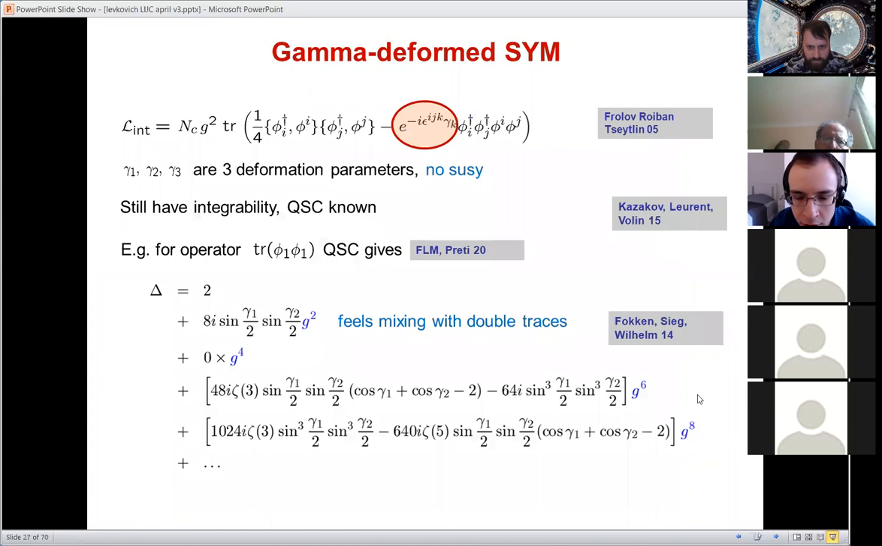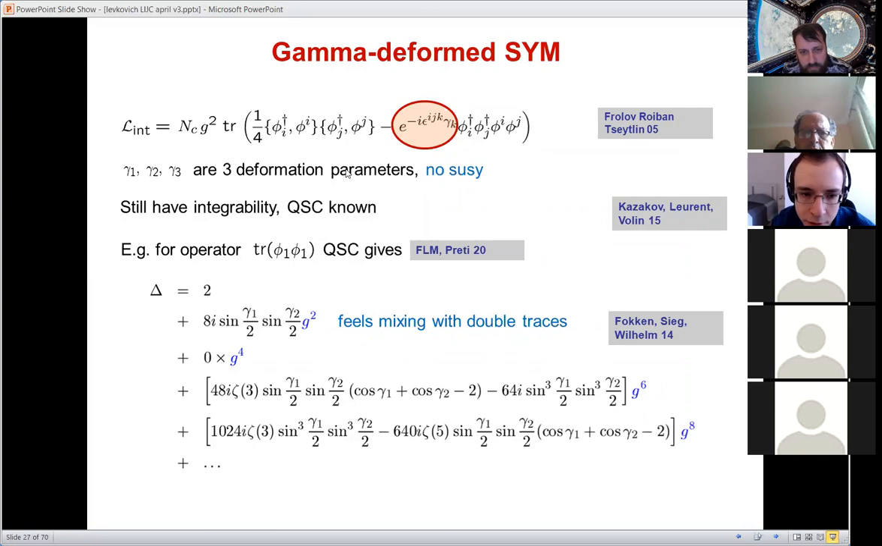Right, okay, so another recent calculation that I did with Michelangelo Pretti. This is about a deformed model, gamma-deformed super Yang-Mills. That's a deformation where we just insert some constant phases into the action, but it breaks all supersymmetries, but presumably preserves integrability. It introduces three extra deformation parameters.